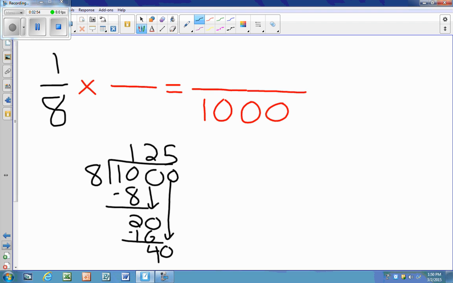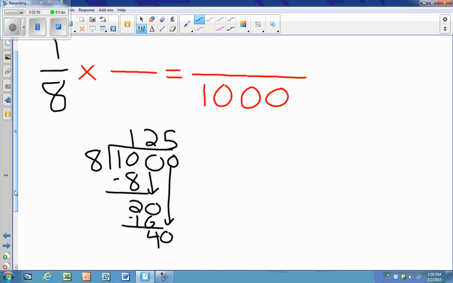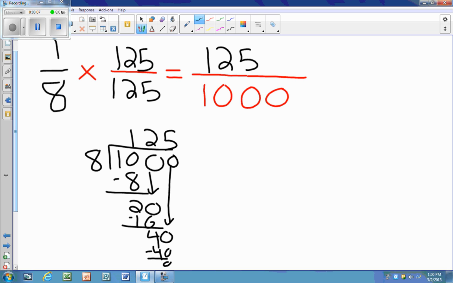And we see in this case, it does go in evenly. It goes in evenly 125 times. So we're going to do 8 times 125. And 1 times 125 equals 125. And my decimal is 125 thousandths.